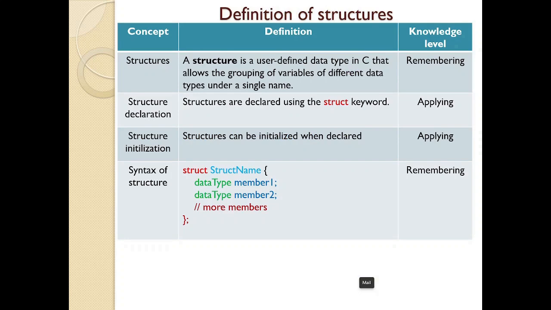Here is the definition of structure. Concept: structure. A structure is a user-defined data type in C that allows the grouping of variables of different data types under a single name. This knowledge level is considered as remembering. Then declaration. Structures are declared using the struct keyword. Its level is applying. Structure initialization. Structures can be initialized when declared. Applying knowledge level.